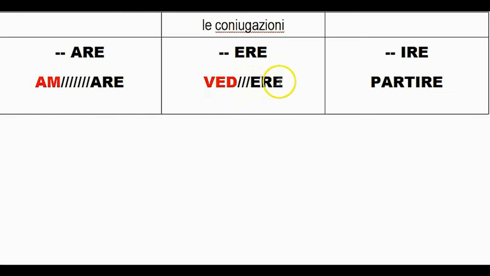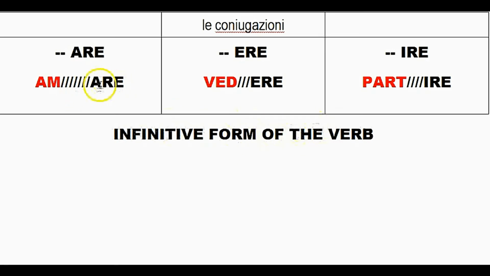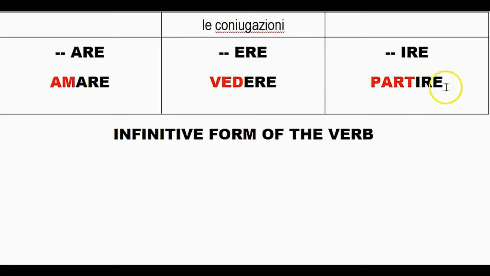And finally, we have the third conjugation, partire. We break it up in two parts. We have the stem that never changes throughout the entire conjugation and the ending. So what we are looking at here, amare, vedere, partire, is the infinitive form of the verb. We bring them back together and we have amare, vedere, partire.